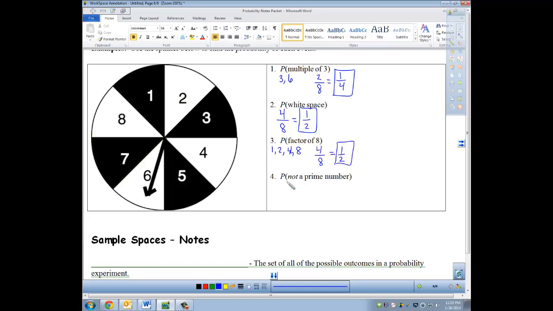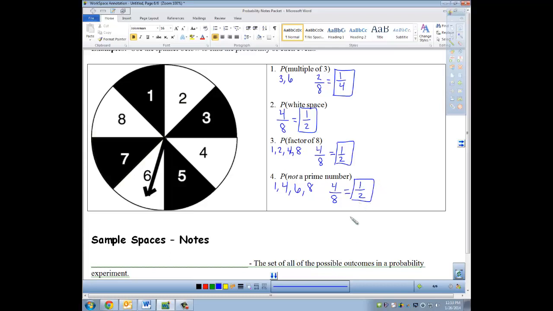Number 4, probability that it is not a prime number. So my numbers that are prime, well, let's just go through not prime. So 1 is not prime, 2 is prime, 3 is prime, 4 is not prime, 5 is prime, 6 is not prime, 7 is prime, 8 is not prime. So again, 4 out of 8 possibilities, that's going to give us 1/2.